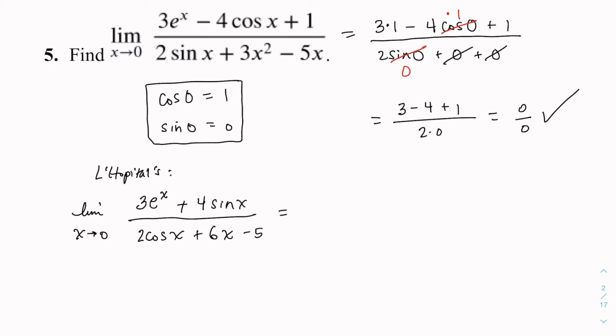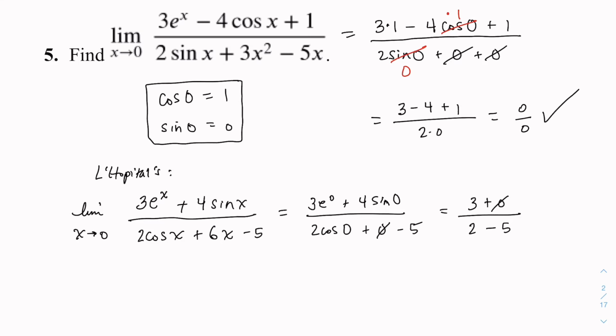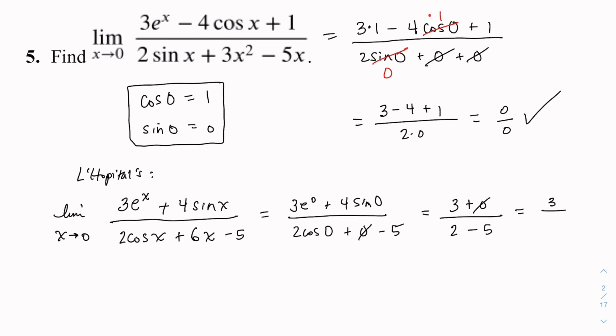Now that we've taken the derivatives, we can plug it in. That's 3e to the 0 plus 4 sine 0 over 2 cos 0 plus. Now that will just collapse, and then we have a minus 5 at the end. Let's see where this takes us. E to the 0 is just 1, so 1 times 3 is 3. Sine of 0 is 0, so this guy collapses. Cosine of 0 is 1, so we get 2 times 1, which is 2, minus 5. My numerator is now 3, the denominator is negative 3, so my final answer is negative 1. We got a number, so we're done.